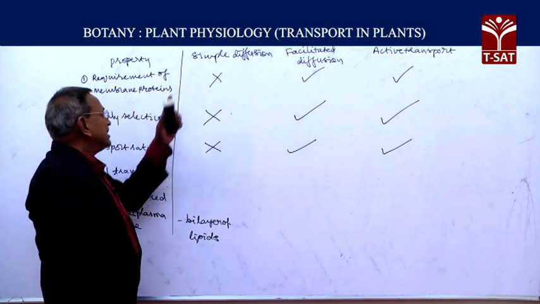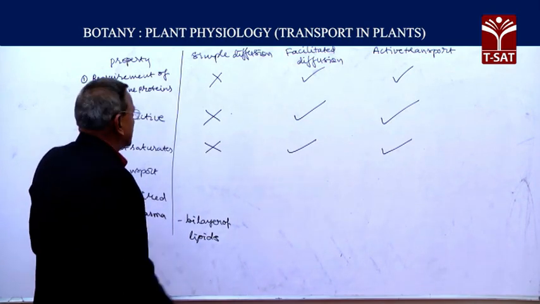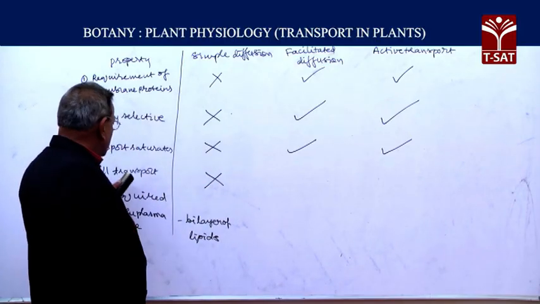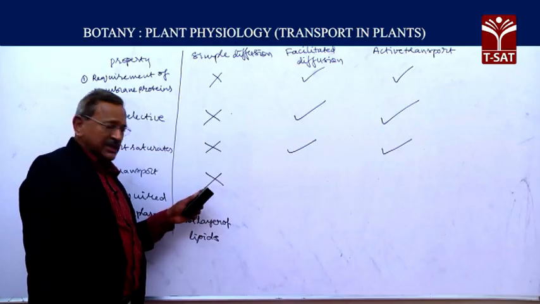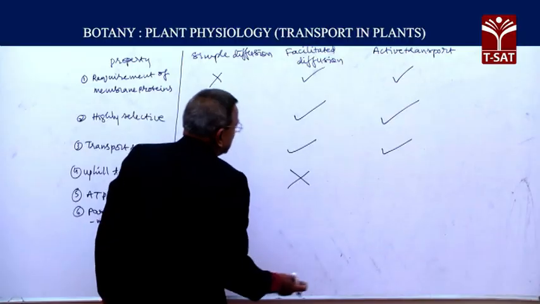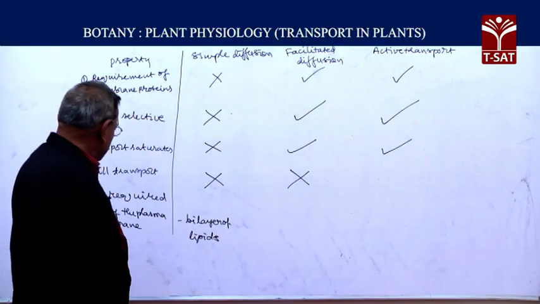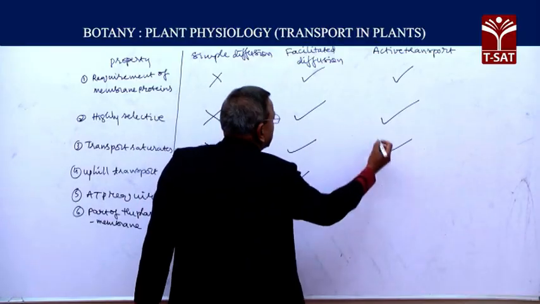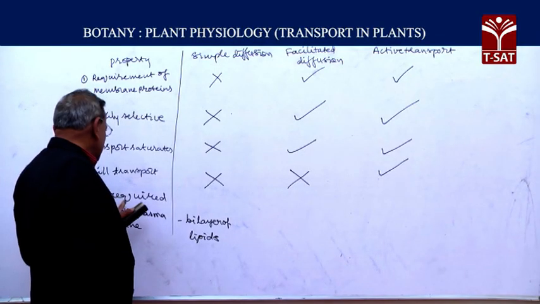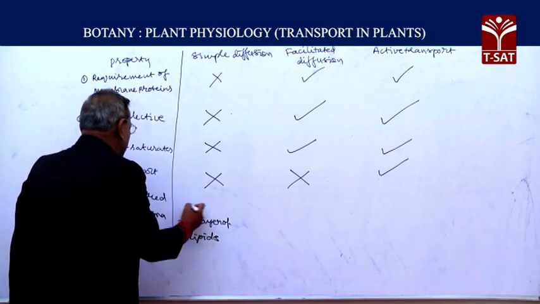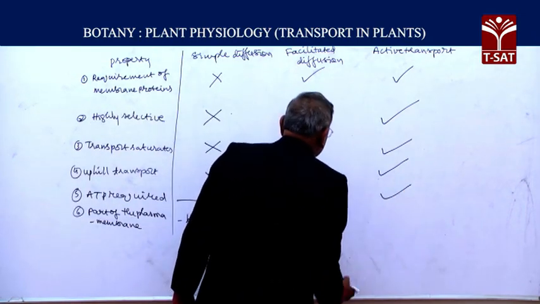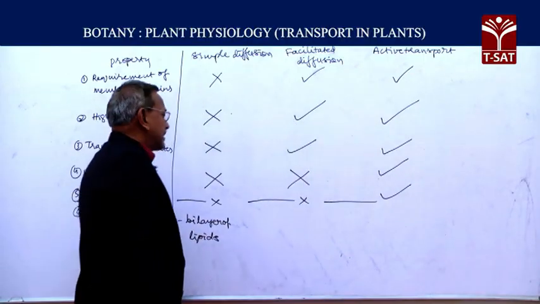Is the process uphill transport? Of course, simple diffusion is downhill transport, so this property is not applicable to simple diffusion. Facilitated diffusion is also a downhill process, so facilitated diffusion is not active. Now, active transport is uphill transport and this requires ATP. ATP is not required here. This is also not required here. It is required only in case of active transport.